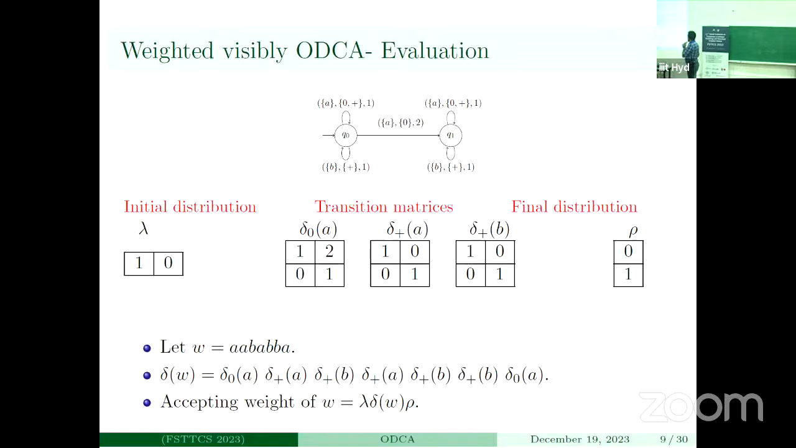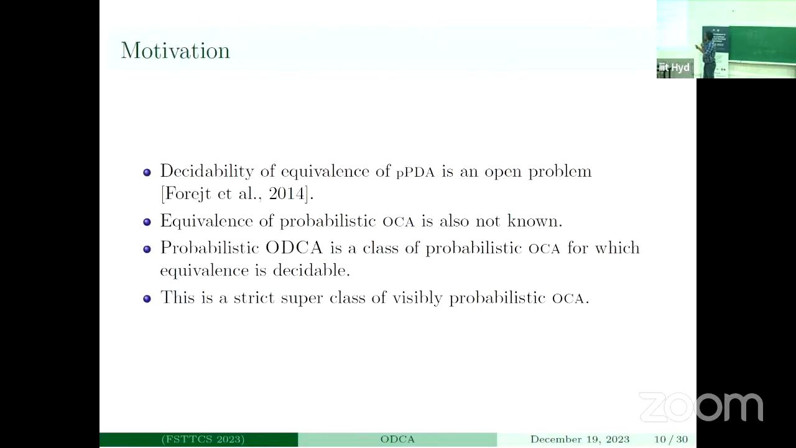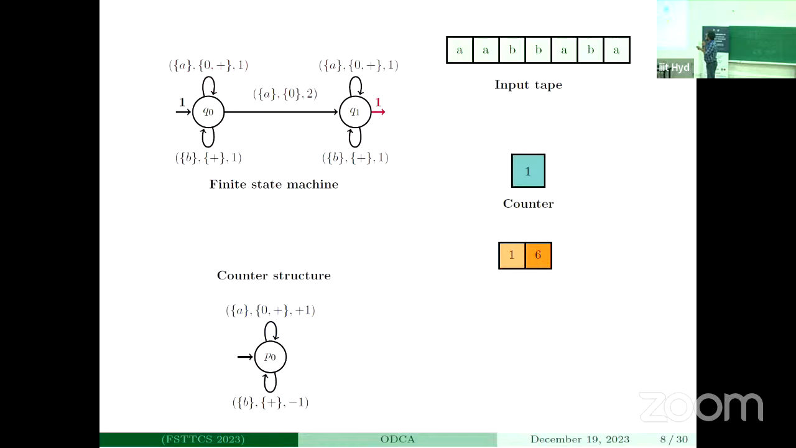So again, a configuration. If you look at this example, you can see that a configuration of an ODCA here would be this weight vector along with the counter state and the counter value. If you're talking about the visibly system, we'll just forget about this counter state. So a configuration of a visibly ODCA is just this weight vector and the counter value.